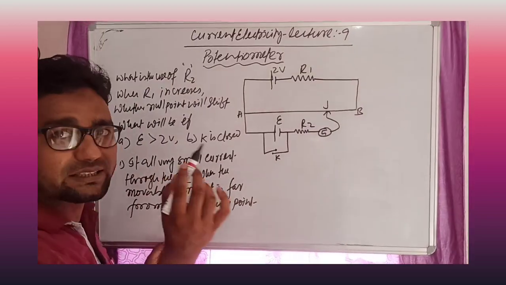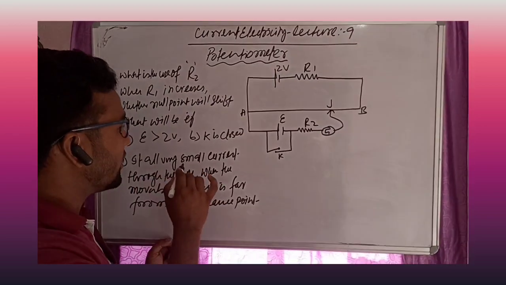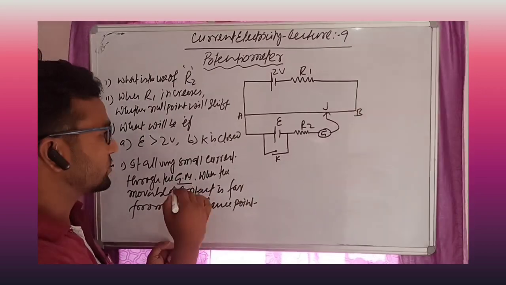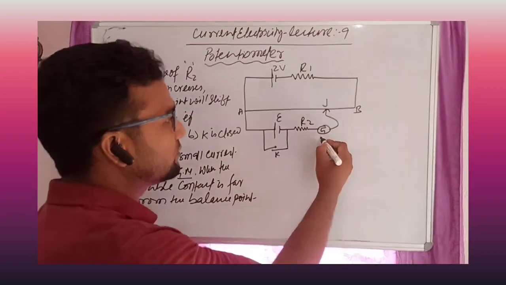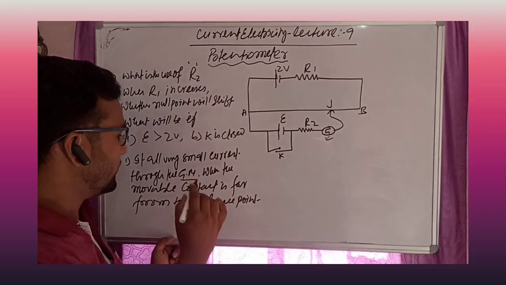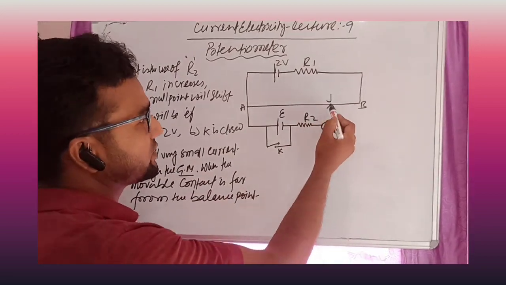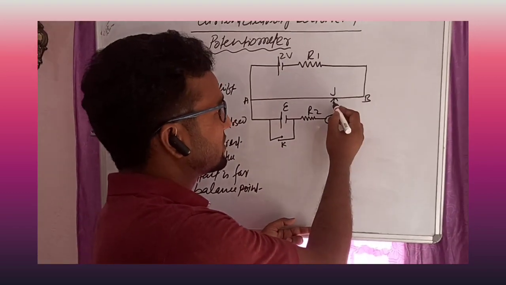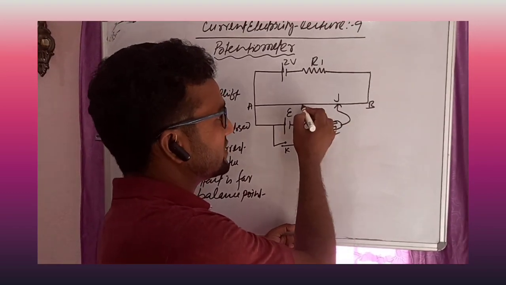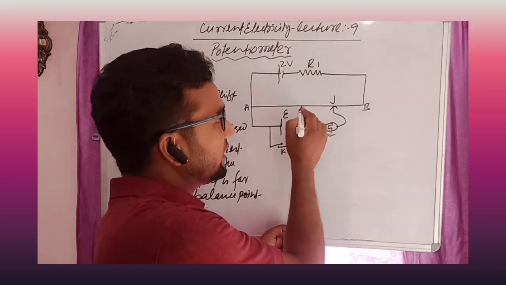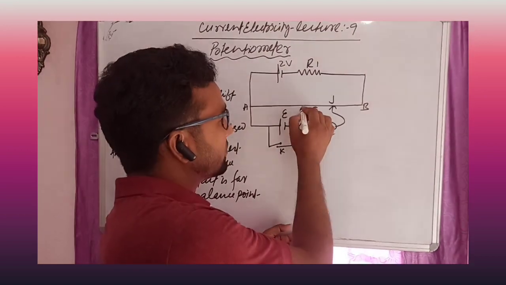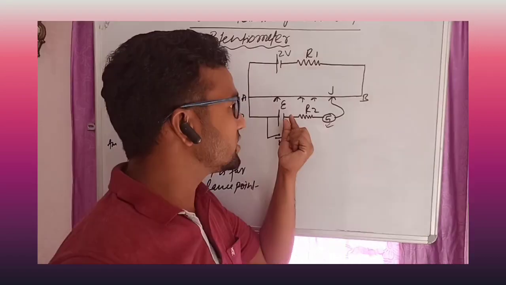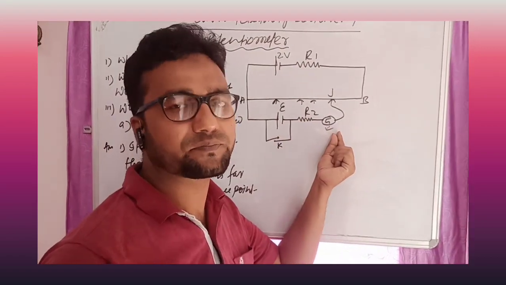Otherwise we can also say the answer: it allows a very small current through the galvanometer when the movable contact is far away from the null point. Means when it is away from J, before J, here or here, then it allows a small current through it.